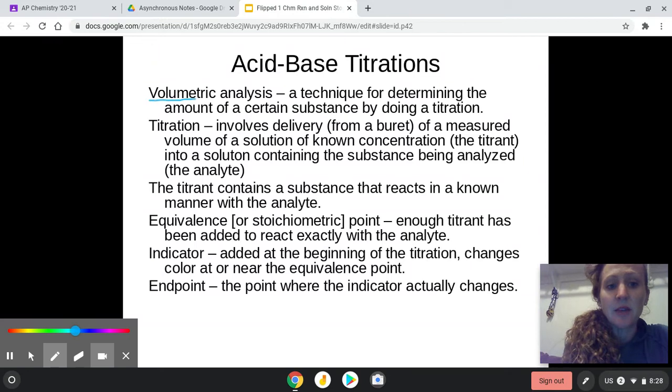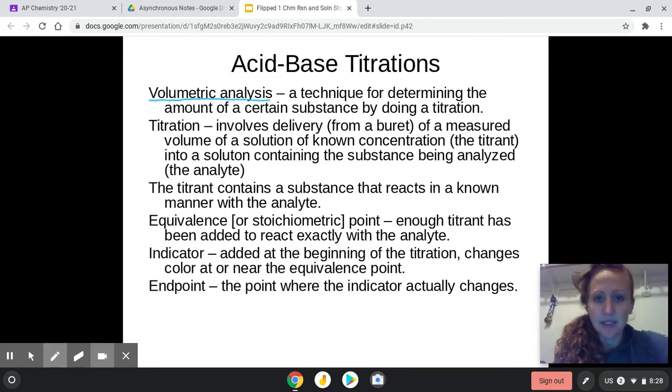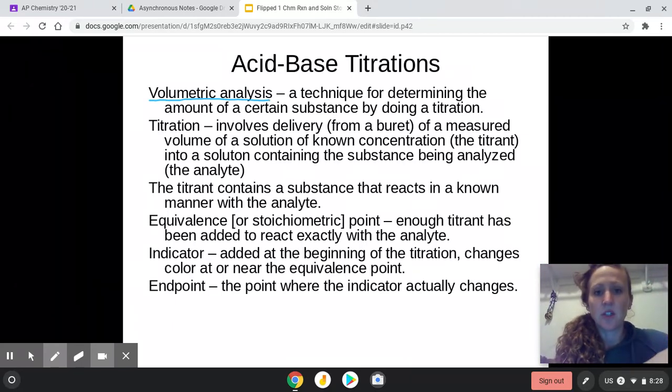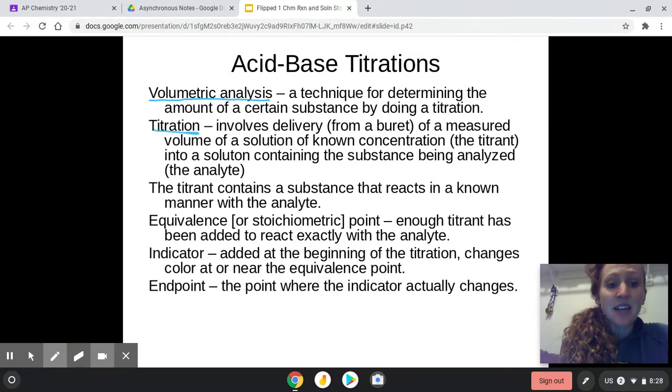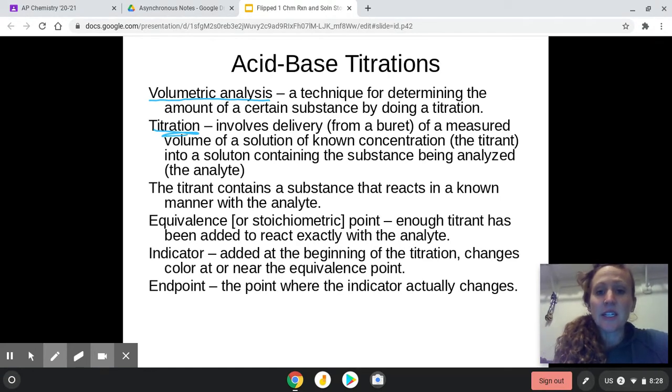Okay, so this is a type of volumetric analysis. All that means is that you have a specific volume of a specific solution, and you are using some type of technique to analyze what's in it and how much is there. So titration is one method of a volumetric analysis. Titration itself is exactly what you saw in the setup for the lab that we did today. So it involves delivery of a measured volume of solution. That's from a burette.